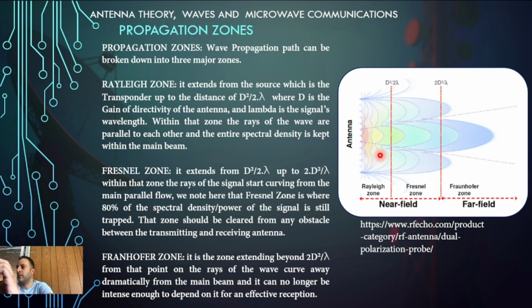Here, in this area, the radiation vectors are no longer trustworthy, so to speak. They start curving away dramatically from the main beam, and they can no longer be counted upon for reliable transmission. Why? Because we start having a very drastic divergence of the different vectors. They start getting away from each other, and the power of the signal is no longer effective. That's why we count on the Fresnel zone for point-to-point microwave communications. We can never count on the Fraunhofer zone. This is what we call, by the way, the far field area of the antenna.